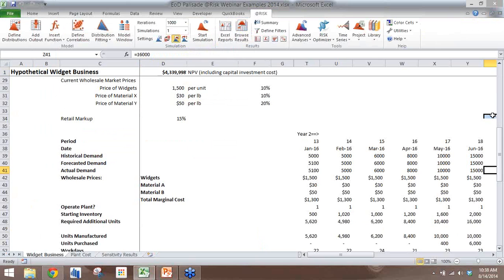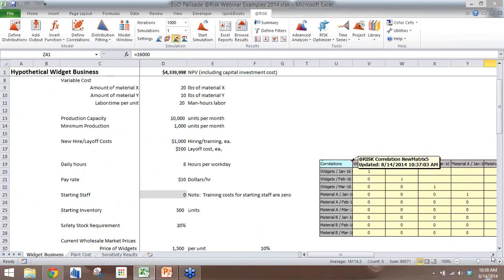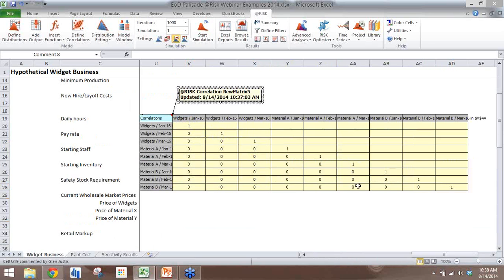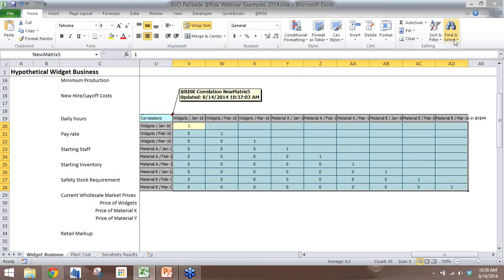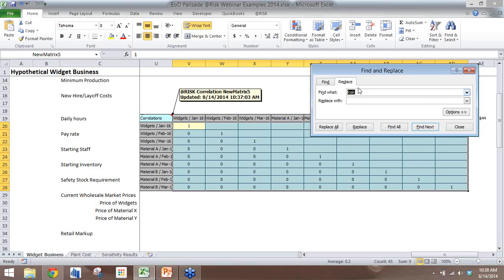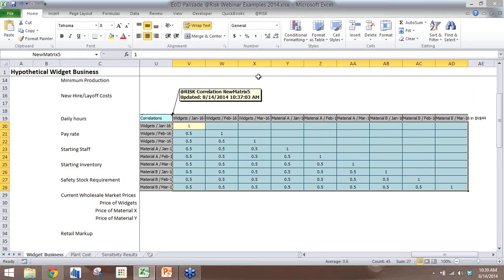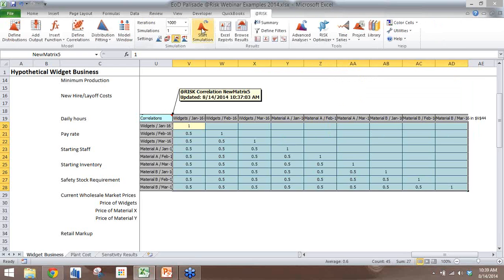What I'm now going to do is go back to my correlation matrix. Let's say I think all these variables are, in fact, correlated by a factor of 50%. That would be an example of a correlation between these different price inputs. So in this case, I've just gone to my correlation matrix. I'm just going to use Excel here to replace the values of 0 I have in here with values of 0.5. Replace all. We've replaced 36 of those. And now what I'm going to do is rerun the model.